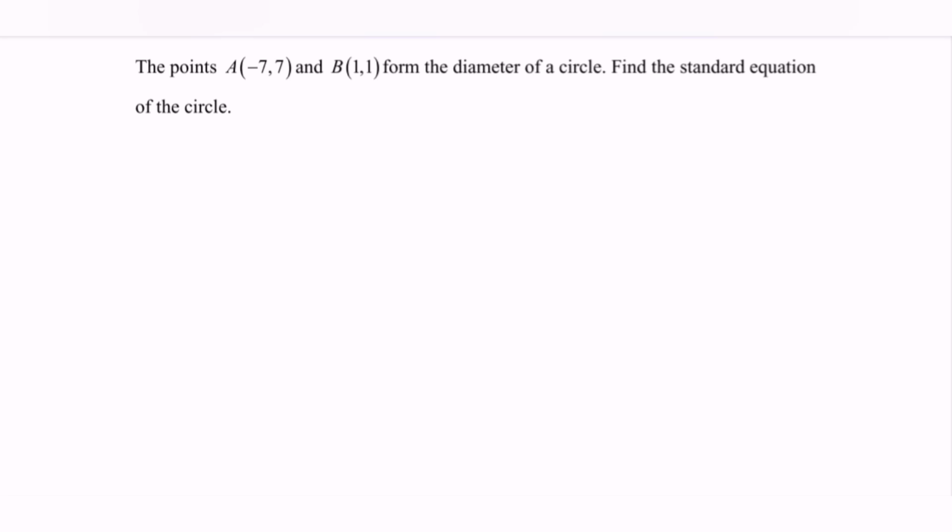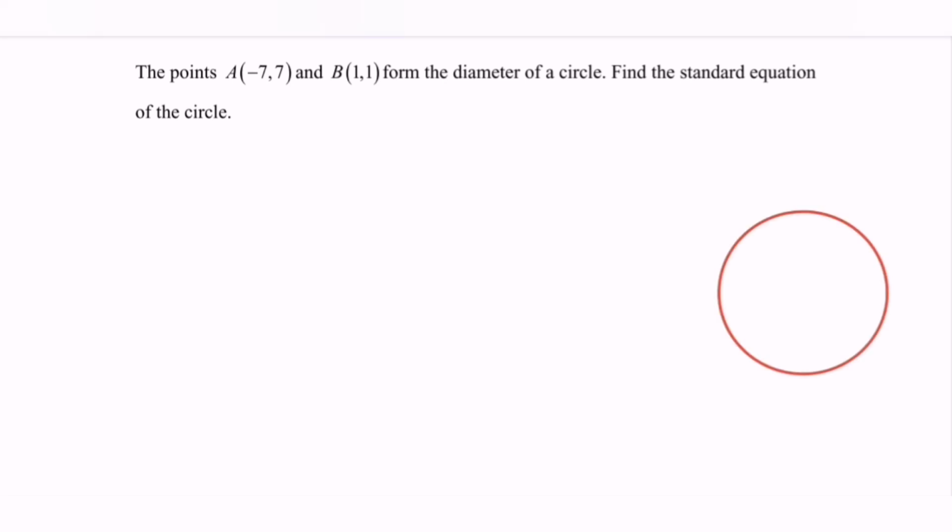In this video, I'm going to discuss the example for circle. Given the situation, the point A with the coordinate -7, 7 and the point B with the coordinate 1, 1 form the diameter of a circle. So kindly illustrate the situation in a circle.